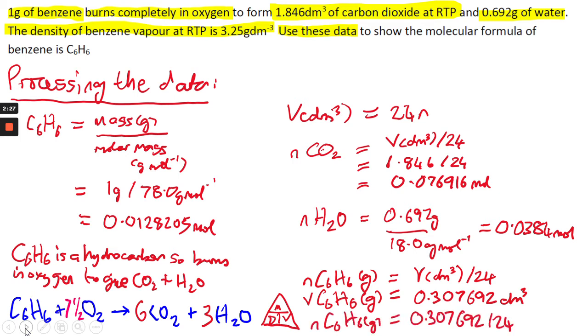So now I can stick that into n equals the number of decimeters cubed over 24, and that gives me 0.012825. Now I've used the data this time to get that number, but we can compare that to the one from before, and it's exactly the same number. So we know that we're in the right place.